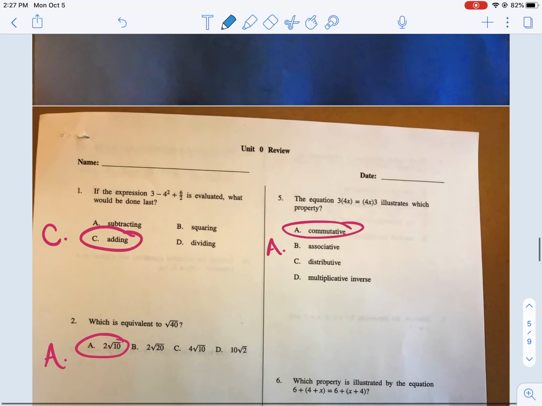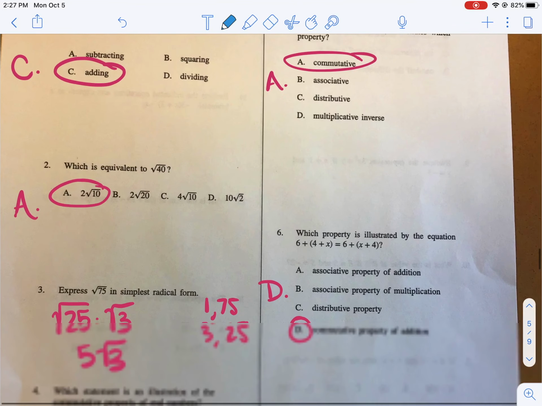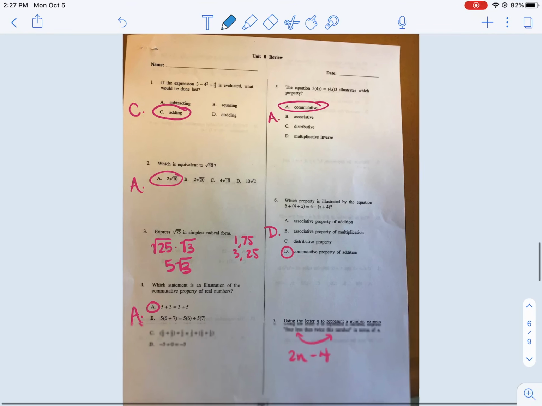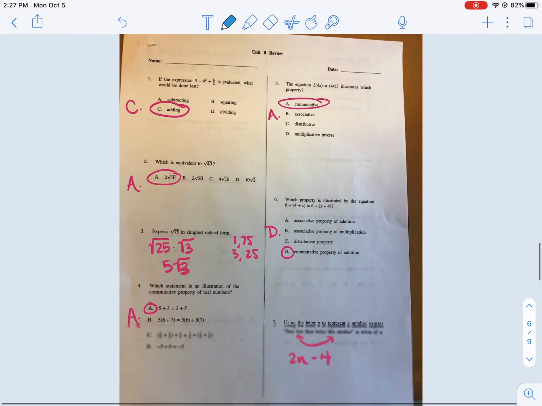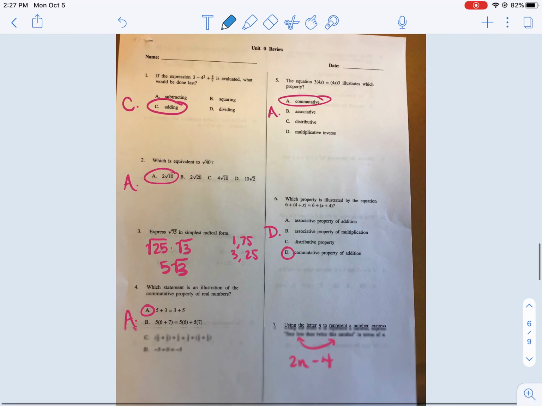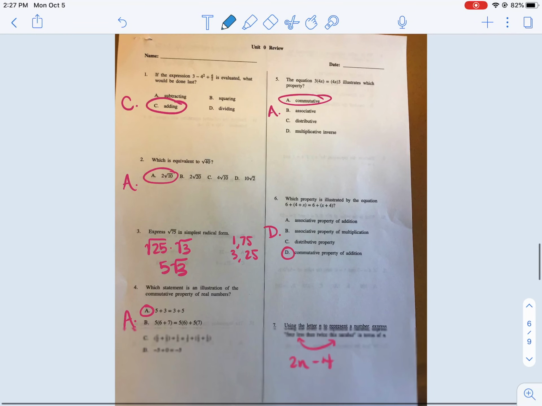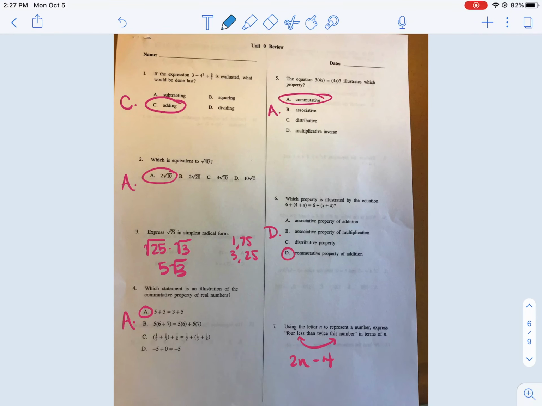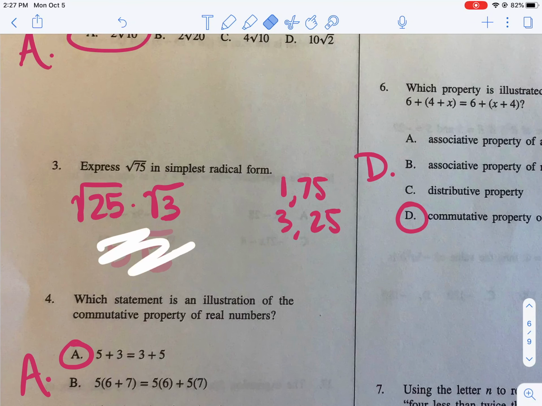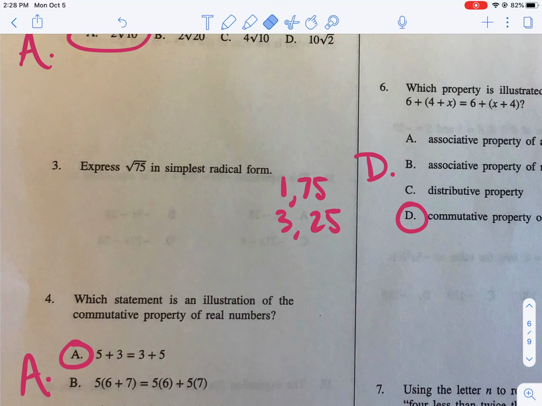Okay, let me show you guys the answers for this page. Again, we suggest you first do the work before copying this down. But we have C, A, 5 square root of 3, A for choice for number 4, A again for number 5, D for number 6, and then 2n minus 4. So let's go over number 3, just because we know that's a pretty tricky one with the simplest radical form. So first, how do I get square root of 75 in simplest radical form?